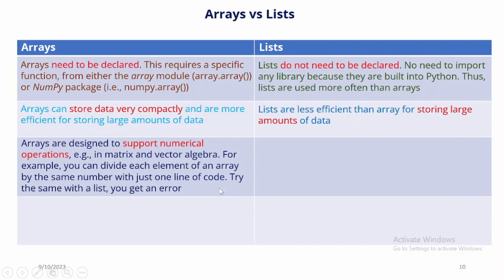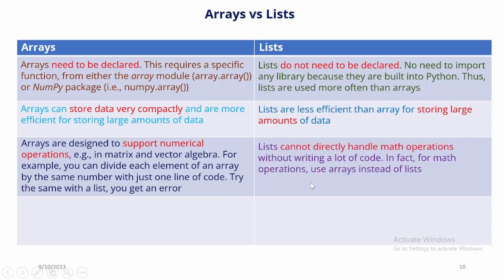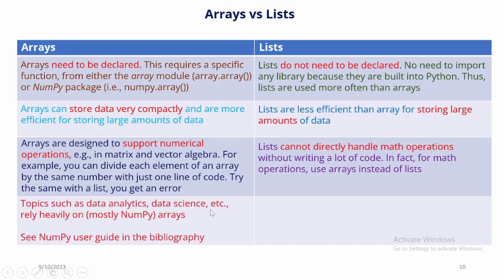If you try that using a list, you will get errors because arrays were designed mathematically. Lists were not designed like that. Lists cannot directly handle mathematical operations without writing a lot of code. In fact, if you want to do math operations, matrix operations, use arrays instead of lists. Topics such as data analytics, data science, etc., rely heavily on mostly NumPy arrays. So if you look at the NumPy user guide in the bibliography, you will understand that better.